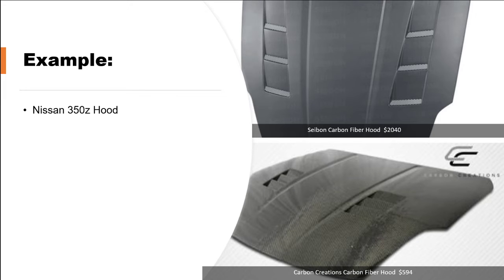So for an example, as I mentioned earlier with the automotive scene, these are two very similar hoods for specifically Nissan 350Zs. If you look at the top one, it is a Seabond brand carbon fiber hood for just over $2,000. And on the bottom, there's a Carbon Creations brand carbon fiber hood for about $600. So now you're probably wondering, what's with that large of a price gap?